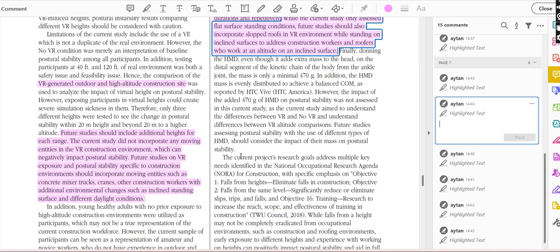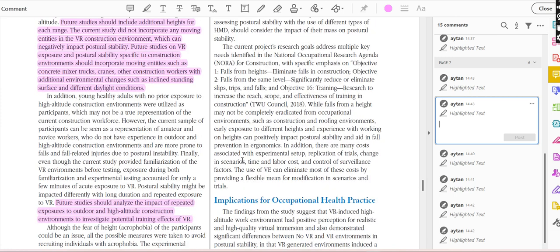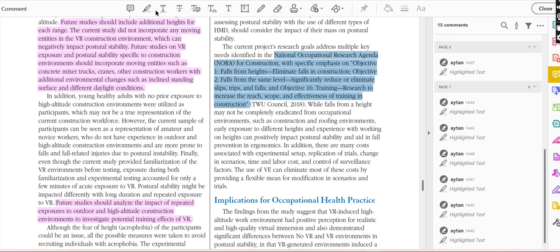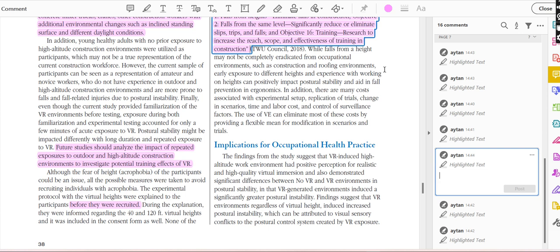The current project's research goals address multiple key needs identified in the National Occupational Research Agenda for Construction, with specific emphasis on Objective 1, Falls from Heights: Eliminate Falls in Construction; Objective 2, Falls from the same level: significantly reduce or eliminate slips, trips, and falls; and Objective 16, Training Research: to increase the reach, scope, and effectiveness of training in construction. While falls from a height may not be completely eradicated from occupational environments, such as construction and roofing environments, early exposure to different heights and experience with working at heights can positively impact postural stability and aid in fall prevention in ergonomics.